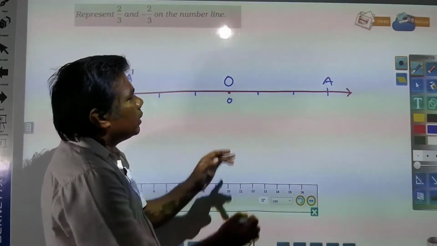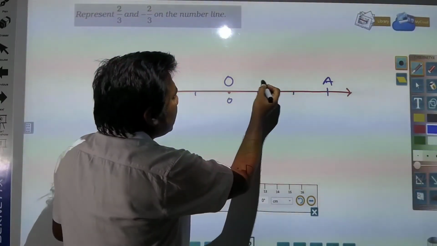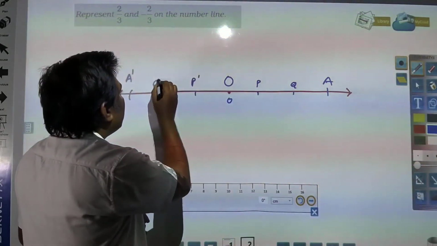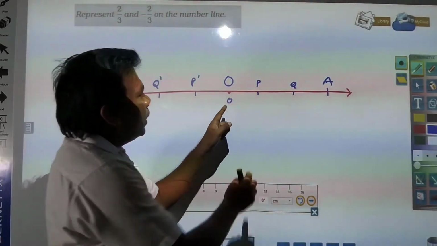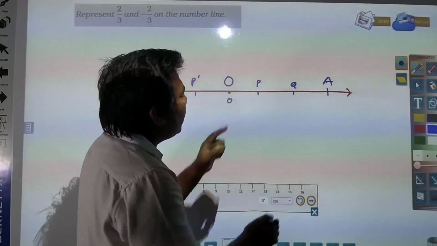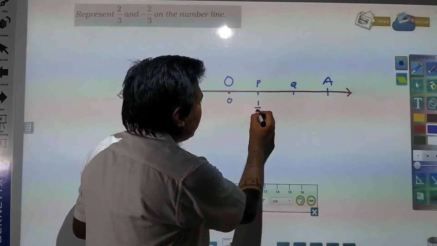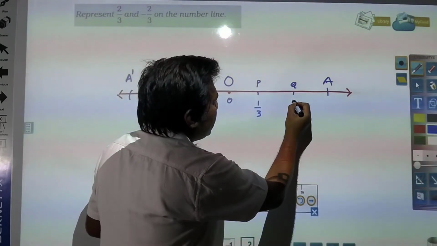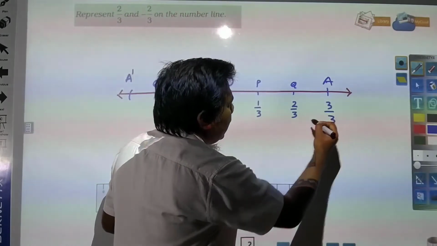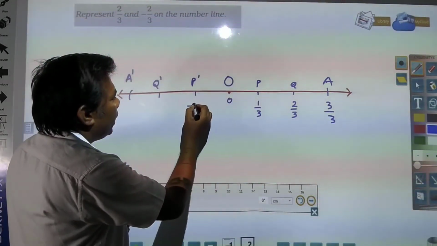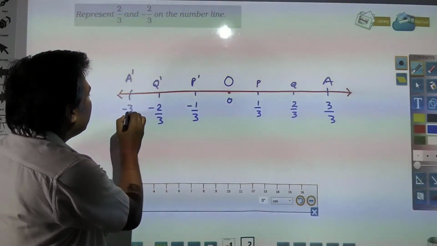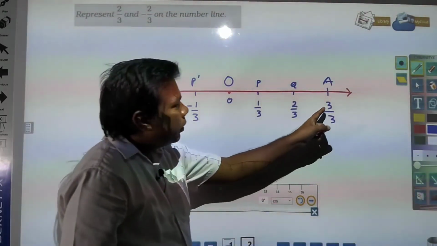Now you see, some names can be given: suppose P, Q you have given, and here you have P dash and Q dash. Now here you count 1, 2, 3. So this can be written as 1 by 3, this as 2 by 3, and this as 3 by 3. In the same way on the left side this can be written as minus 1 by 3, minus 2 by 3 and minus 3 by 3.